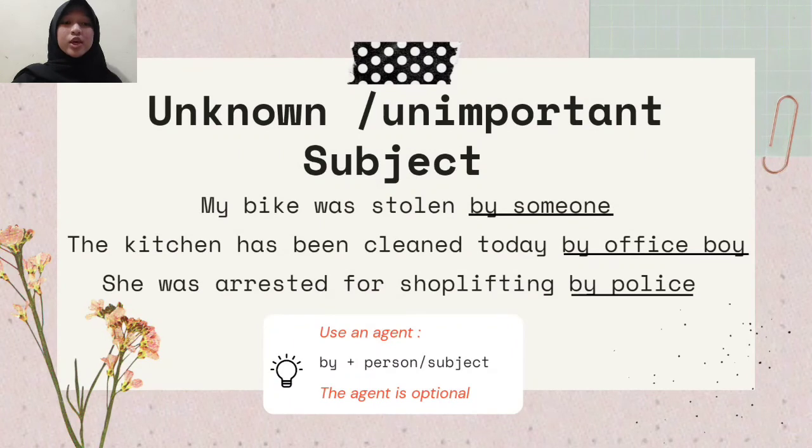If you want to say who does the action, you can use an agent. We form the agent using by plus person or subject. The agent is optional. For example, my bike was stolen by someone. The kitchen has been cleaned by the office boy. She was arrested by the police, of course.